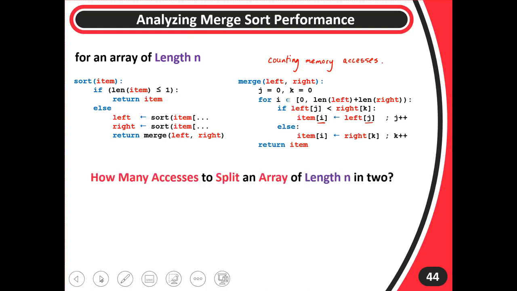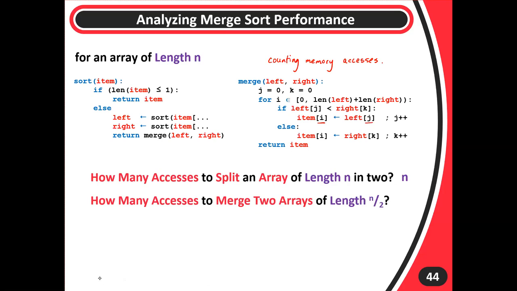All right, so how many accesses to split an array of length n in two? Well, we simply run through the array and copy every item to some other list. Each of the n items we access once, so n times. Although the copy could technically be two memory accesses, right? I need to grab it from here and put it over there. But we'll assume it's one.